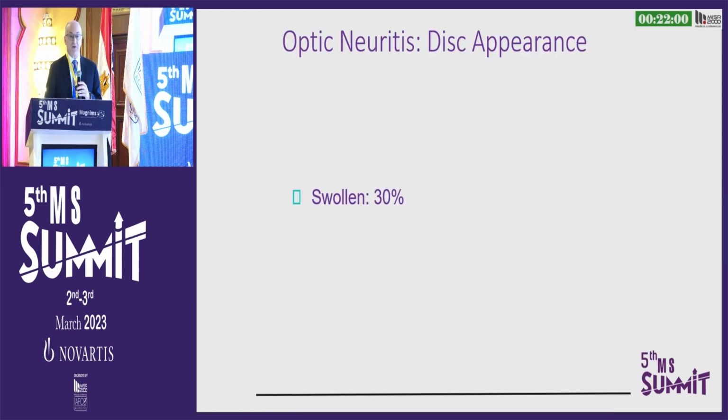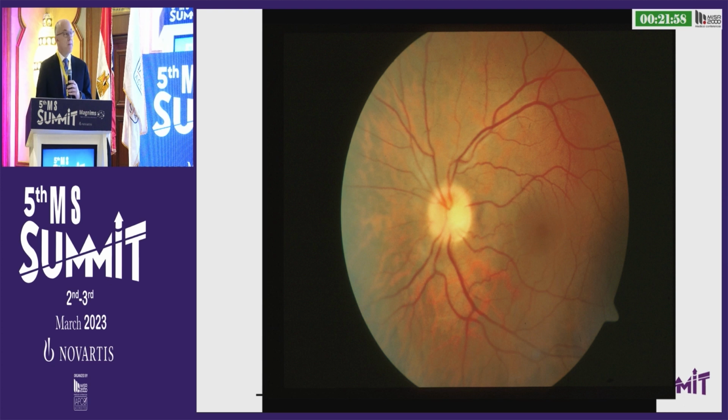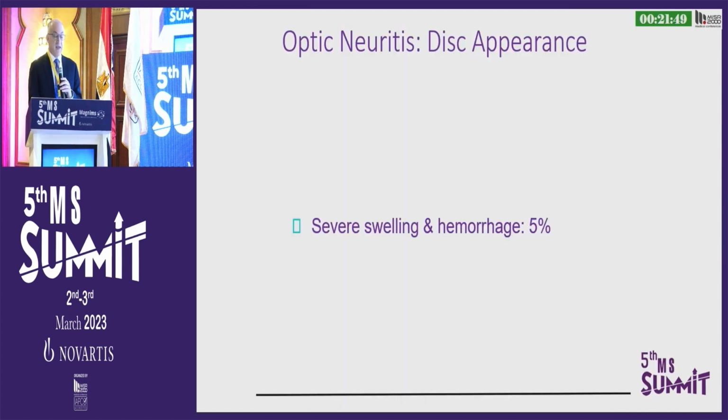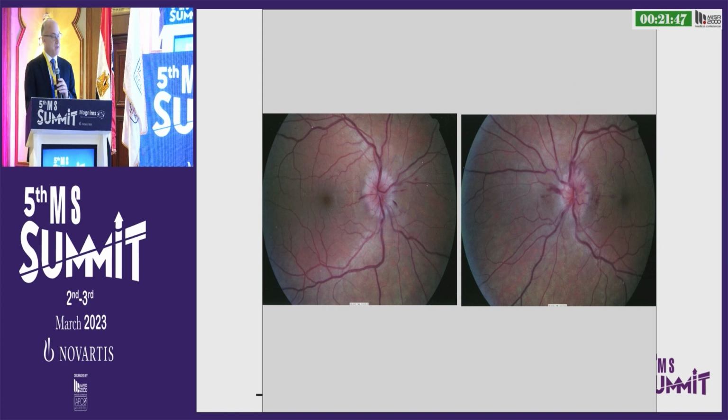However, in about 30% of patients, there can be some minimal optic nerve swelling, some difficulty clearly following the vessels over the disc surface. But rarely do you see severe disc swelling and hemorrhages, as shown here with some hemorrhages in both optic nerves.